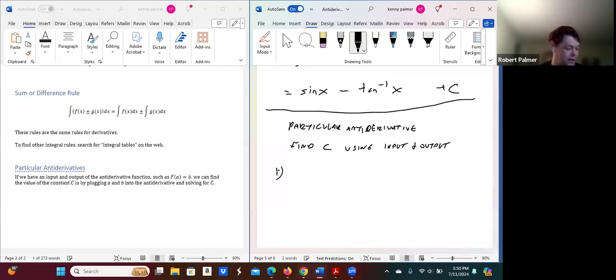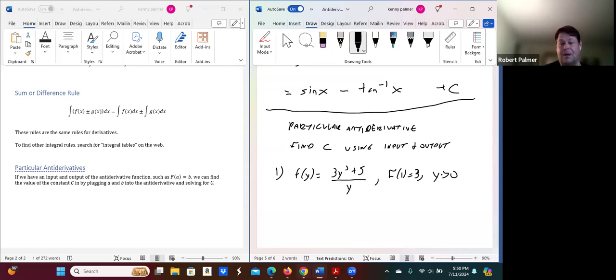So number one, let's say we have our function f of y is equal to 3y cubed plus 5 over y. And here I have F of 1 is equal to 3. I also want to specify this is for y greater than 0. We'll see why in a minute.